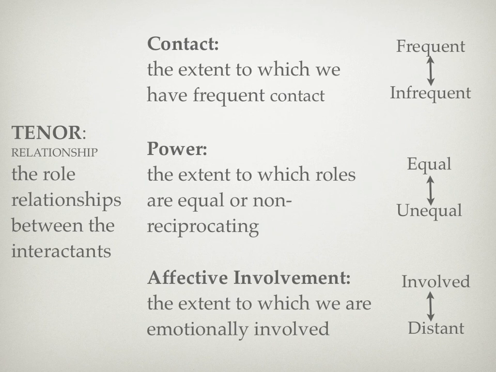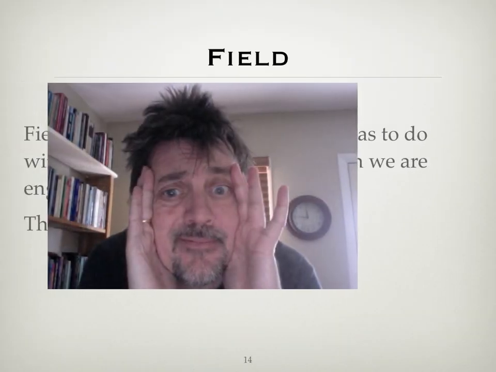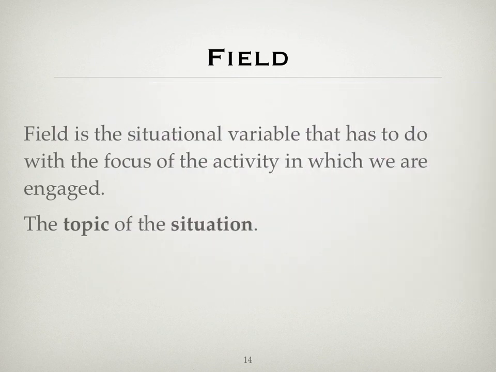There were three dimensions to the register of any text, recall. Tenor was just one of them. The other two are field and mode. So I want to close now with a quick look at field and save mode for the presentation on writing and speaking. So here we go with field. Quite simply, field is the situational variable that has to do with the focus or content of the activity in which we are engaged. It's the topic of the situation, if you like.